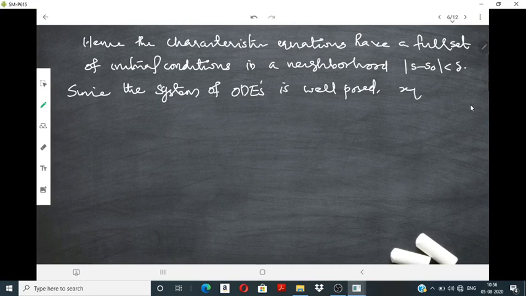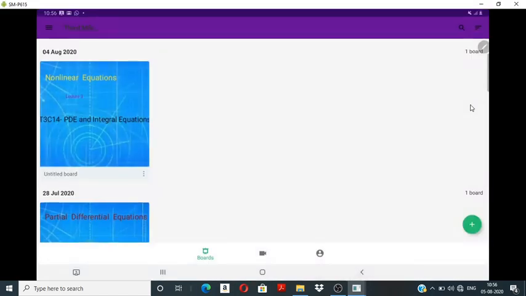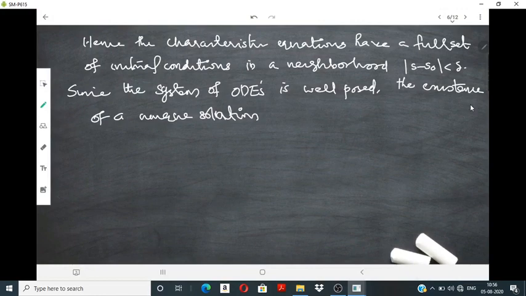That means from the first equation, x t equal to F p, we can get a unique solution in the form x of t, s, and similarly from each equation we obtain the existence of a unique smooth solution. Smooth means it is differentiable, belonging to C1.